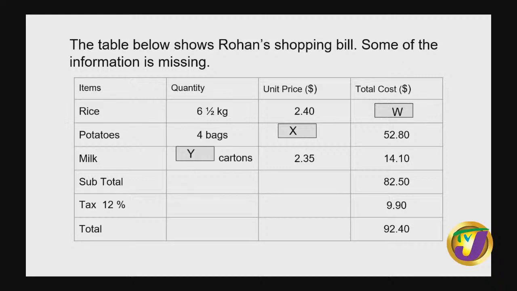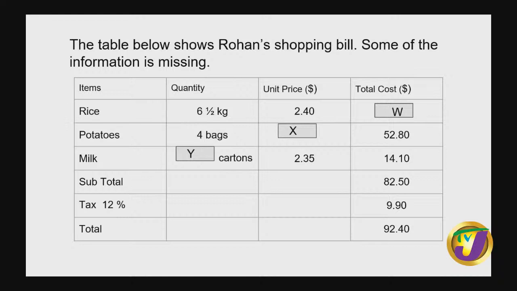All right. So where do we go? Okay. So for the rice, we have the quantity and we have the unit cost. So we can figure out the total cost for the rice. How are we going to figure that out now? Listen, if you need 6.5 kilograms, even if I don't know how to multiply, I could add $2.40 6 times. What about the half? I would halve it and add it to it. All right, because it's half.